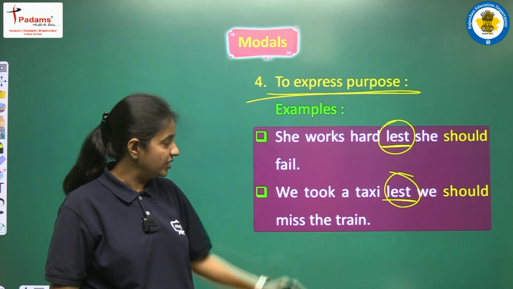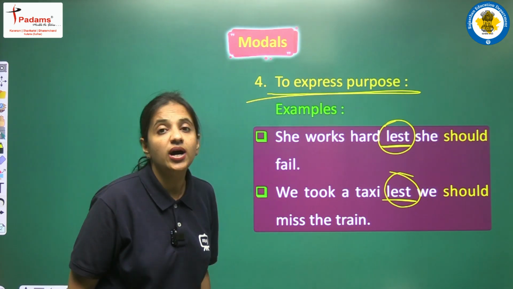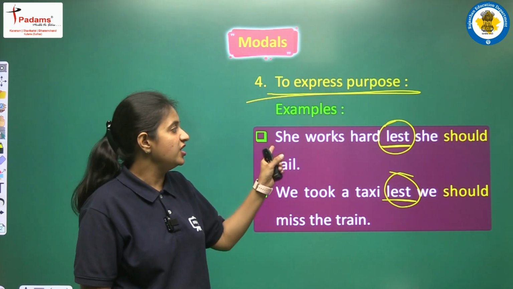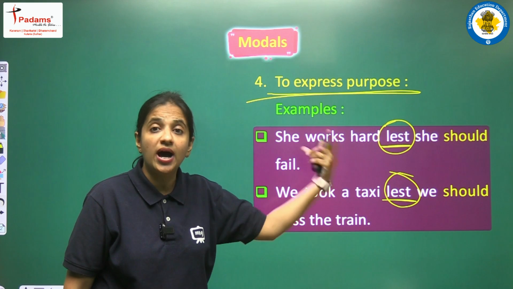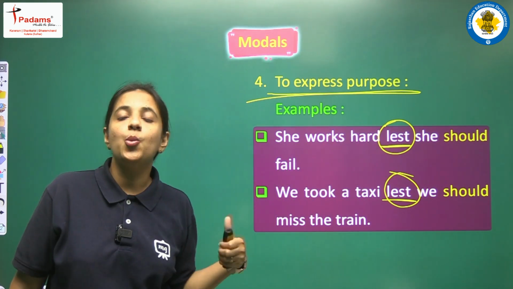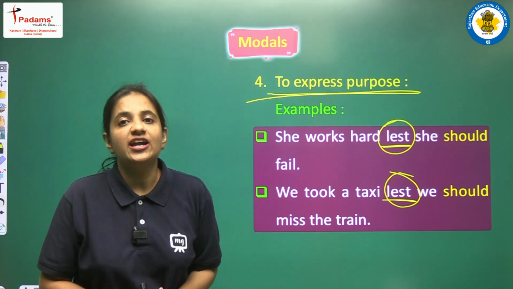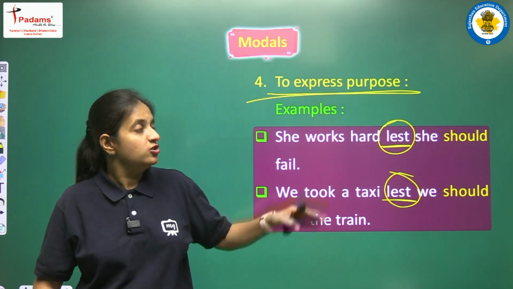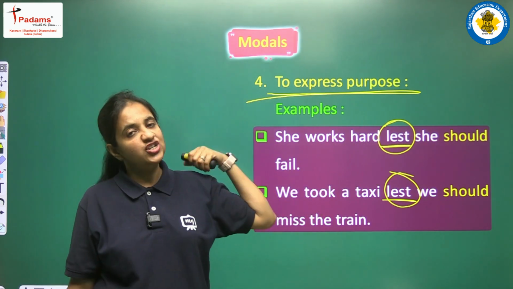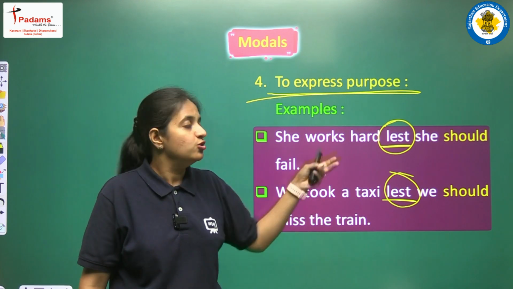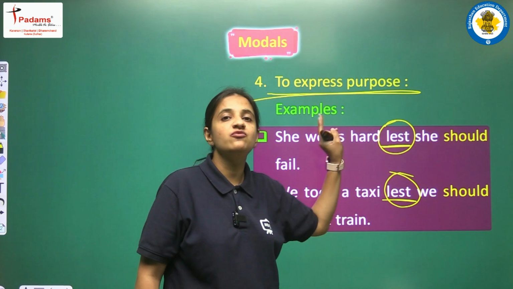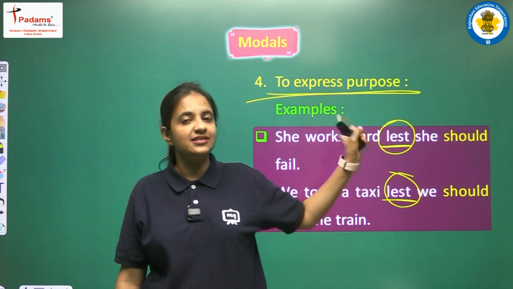Now try to understand the meaning of the sentence. Let's take the first one. The sentence is she works hard. So here we are talking about one girl and we are saying that she actually works very hard. Why? Lest she should fail. So we are saying that she works hard. Why? Because she actually did not want to fail. So in this manner the purpose of her hard work was that she did not want to fail. So we are showing the purpose and for that we are having should, and in the sentence we have to use this word that is lest.